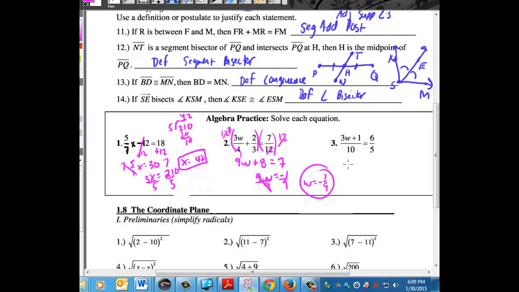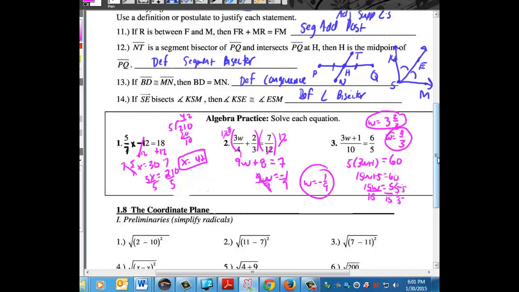On problem 10, I would cross multiply: 5 times 3w plus 1 equals 60. 15w plus 5 is equal to 60. 15w is equal to 55. Divide by 15. And then divide by 5. You get w is equal to 11 over 3. And we can leave it like that, or if you really want to, we can then convert it to a mixed number, 3 and 2/3. Either way is fine.